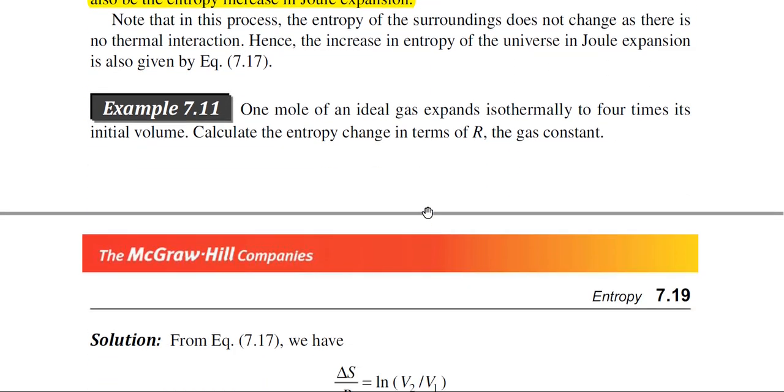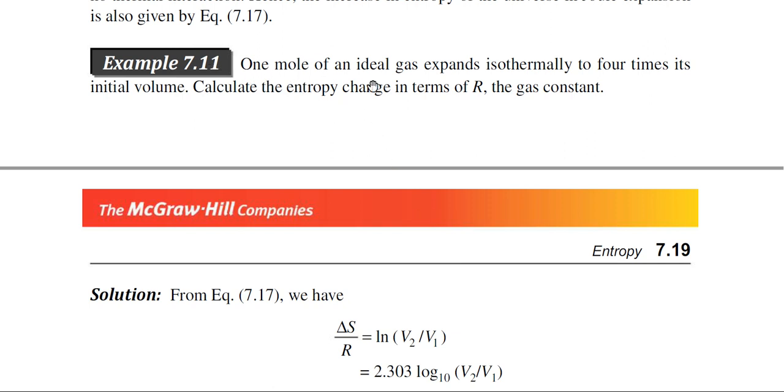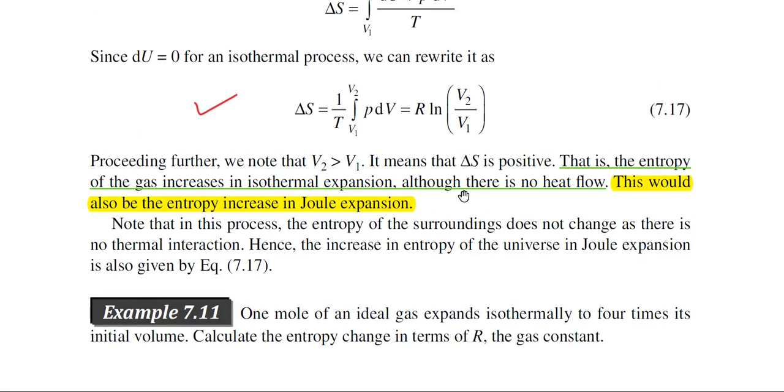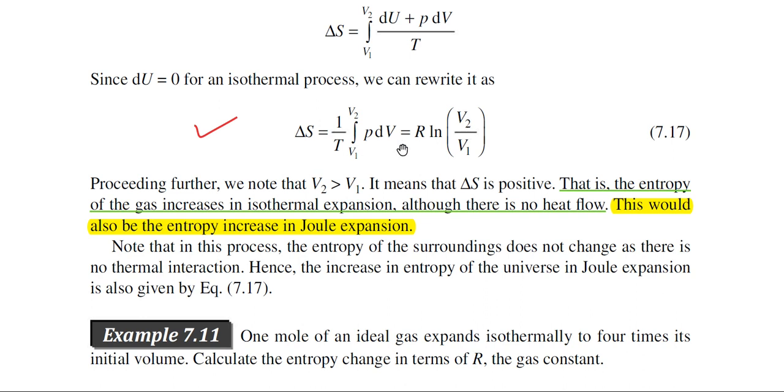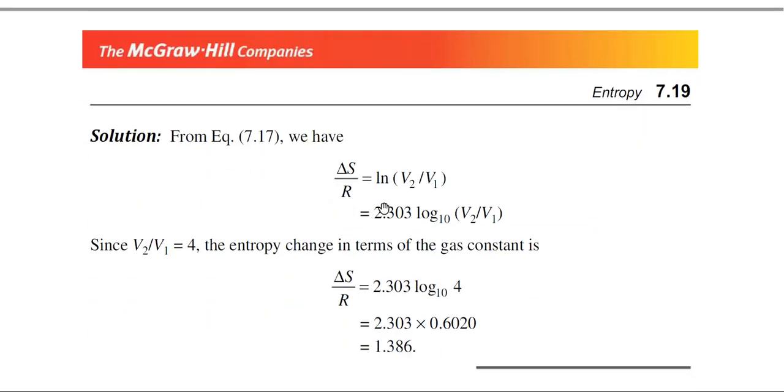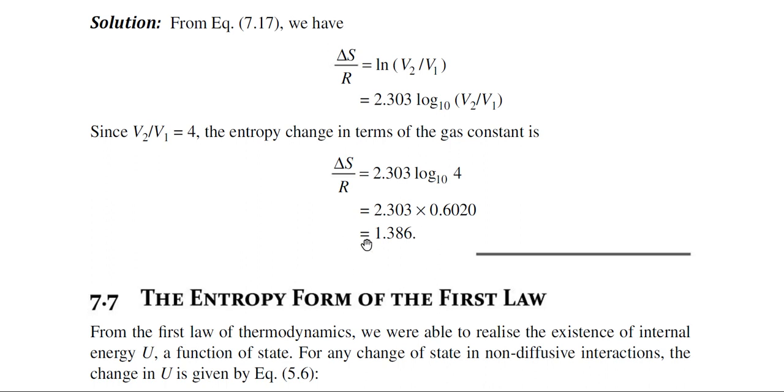So, one example I will discuss. 1 mole of an ideal gas expands isothermally to 4 times its initial volume. Calculate the entropy change in terms of R, the gas constant. So, we are using this formula, that is delta S by R is equal to ln V2 by V1. They have converted into the log 10 unit, that is why they have multiplied by this particular factor, and in the problem it has been mentioned that V2 by V1 is 4. So, this is the entropy change.